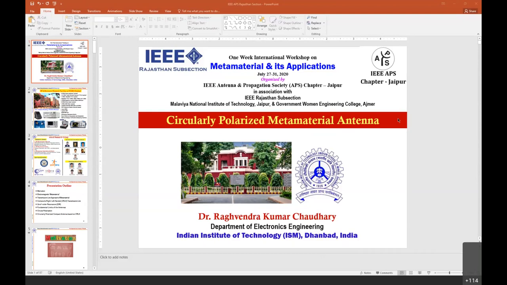In today's session, I'll cover circularly polarized metamaterial antennas. This is one of the areas where we are working at IIT Dhanbad. Before the CP metamaterial antennas, the idea was how to develop compact antennas. Let me first introduce my institute where I'm doing all the research. You can see this is the building where we are currently doing all of this.